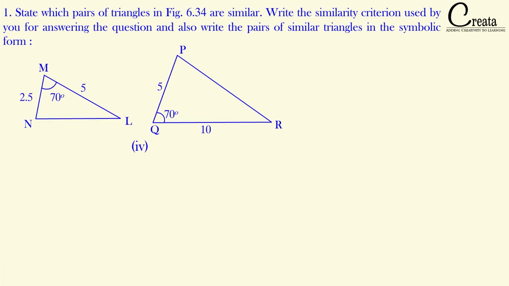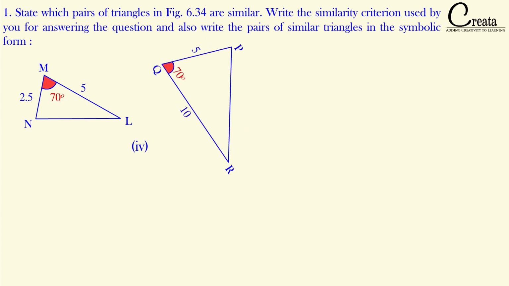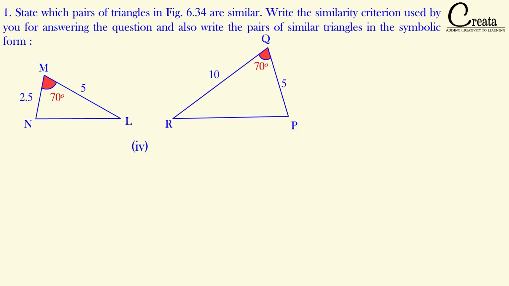Let's move to the fourth part. Here triangles NML and QPR are given. Let's check whether they are similar. One angle is given and two sides are given. Here angle M and angle Q are matching, that is 70 degrees. Let's rotate the right hand side triangle to match this 70 degree with 70 degree. Here M and Q are matching. So the corresponding angles are matching.